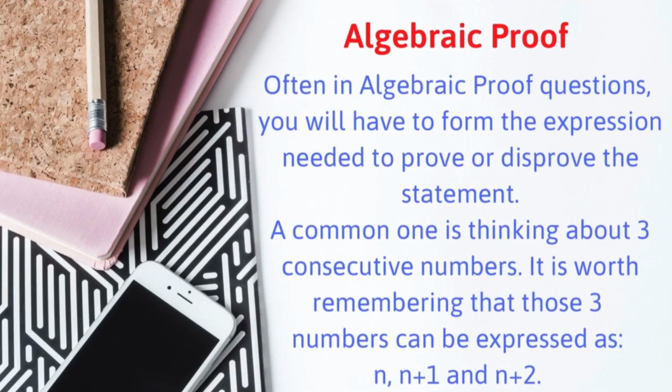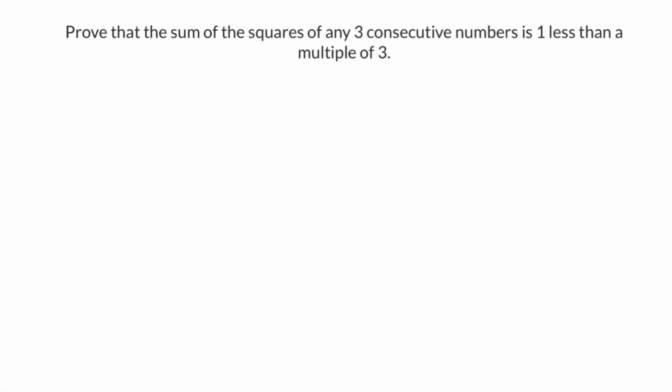Often in algebraic proof questions, you will have to form the expression needed to prove or disprove the statement. A common one is thinking about what happens to 3 consecutive numbers, so it's worth remembering that those 3 numbers can be expressed as n, n plus 1 and n plus 2. For example, prove that the sum of the squares of any 3 consecutive numbers is 1 less than a multiple of 3. So the 3 consecutive numbers we're going to use are n, n plus 1 and n plus 2.